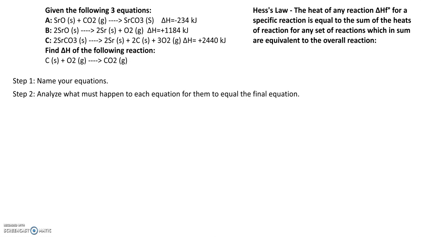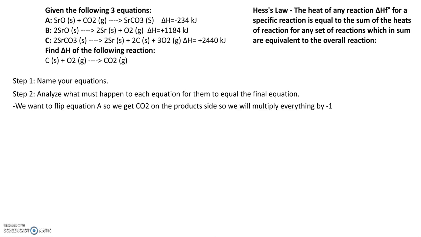So we are not going to start with strontium oxide. Instead, we look at the next compound. It's going to be carbon dioxide. And we see that carbon dioxide also shows up in the final reaction, but it's on the product side. So we're going to need to flip equation A so that it looks like the final equation. And we do this by multiplying everything by -1, including the delta H value. It's very important that we multiply the delta H value to get the correct answer in the end. After we do that, we get strontium carbonate yields strontium oxide plus CO2 gas. And we are done with equation A.